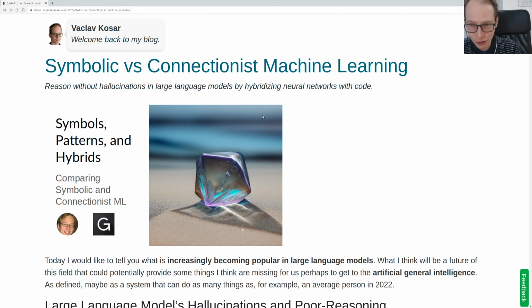I hope you got the gist, the juice of this symbolic versus connectionist machine learning, reasoning without hallucination in large language models by hybridizing neural networks with code.